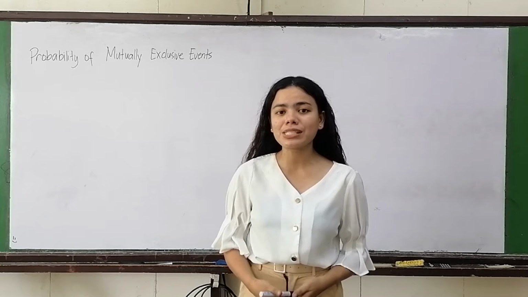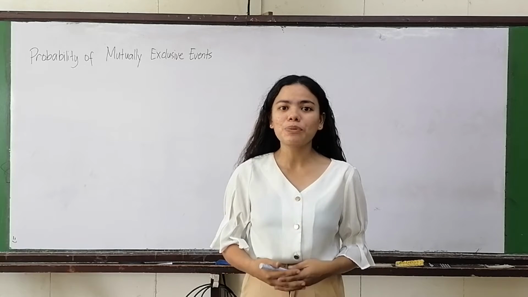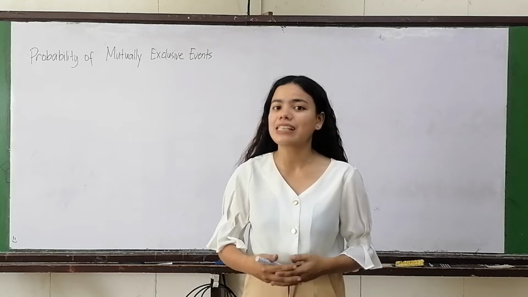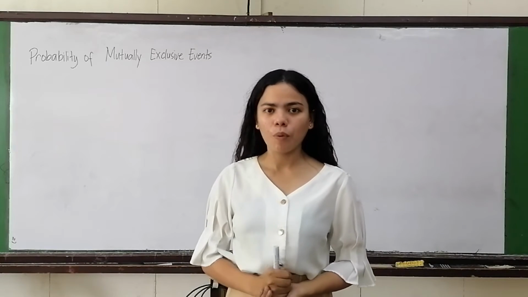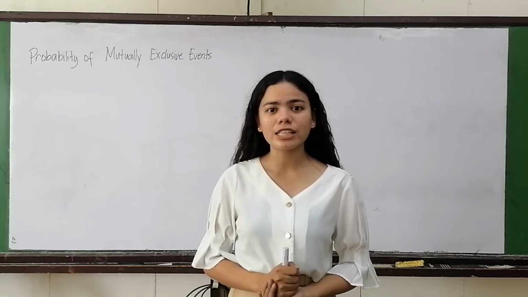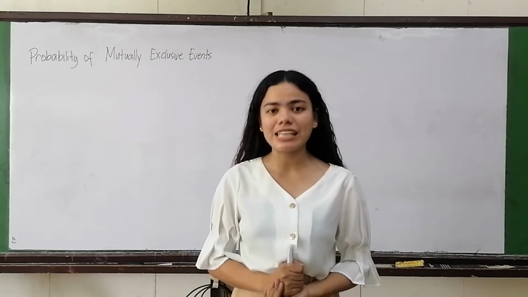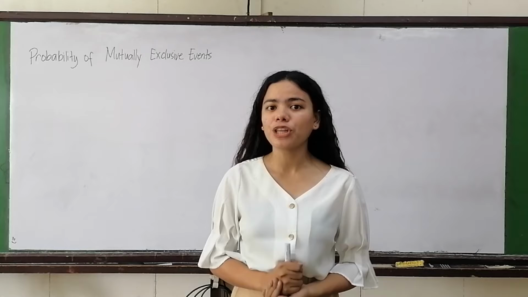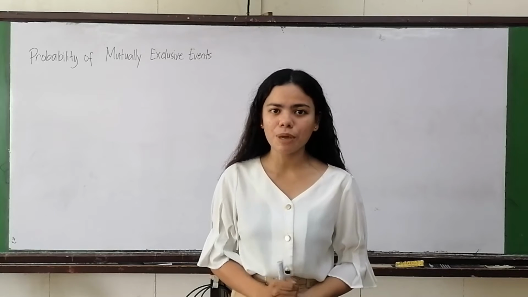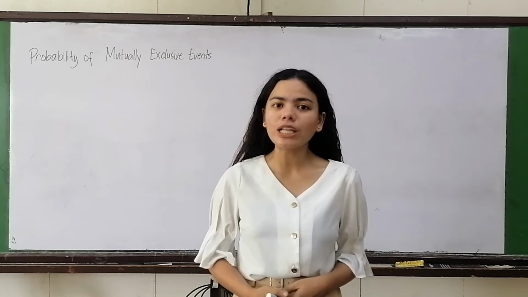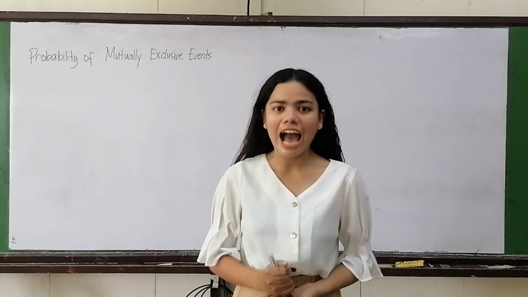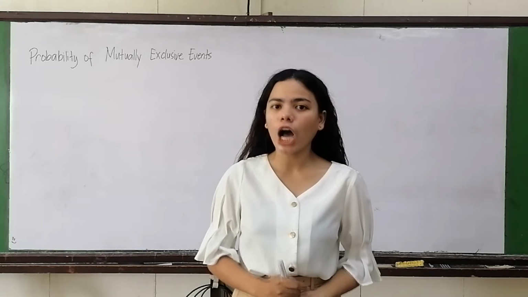So mutually exclusive events are 2 or more events that cannot happen simultaneously. For example, when you roll a die once, the event that the number will come up is an even number, and the event that the number will come up as an odd number are mutually exclusive events. Because when you roll a die once, you can either have an even number or an odd number.